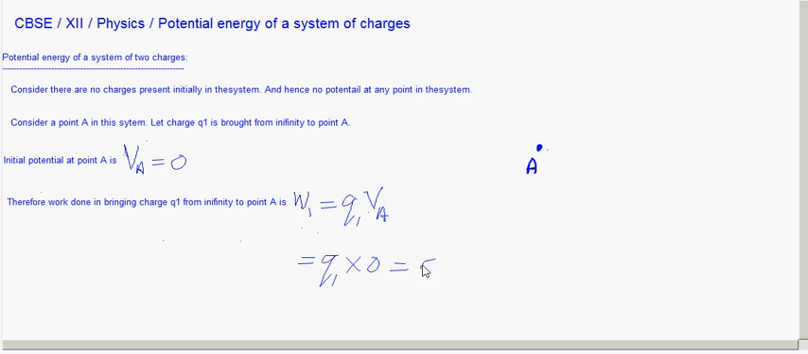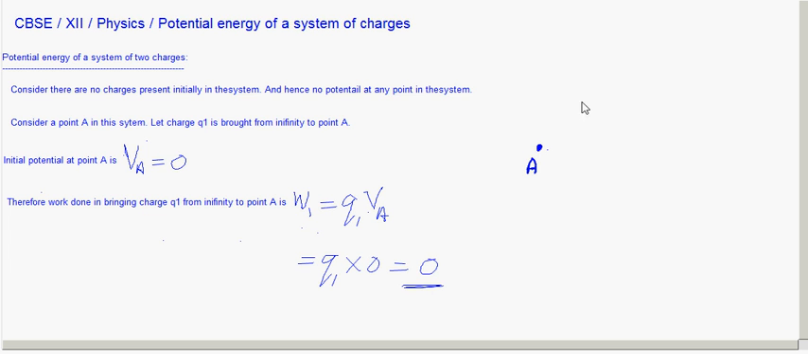So the initial work done, when there is no electric field or there are no charges in the system, in bringing q1 from infinity to point A becomes 0 because there is no external field.